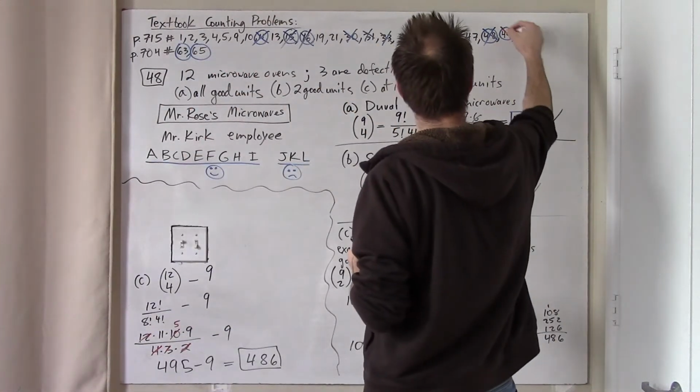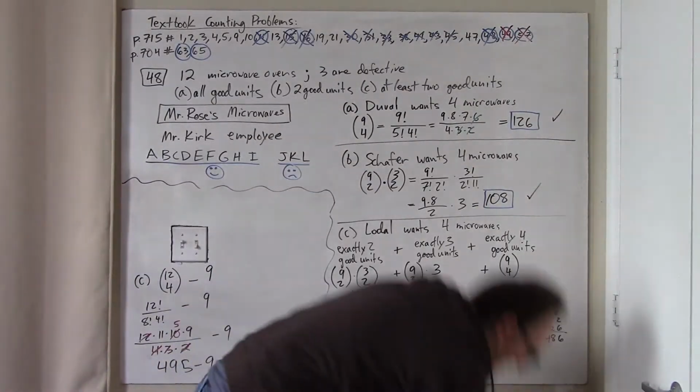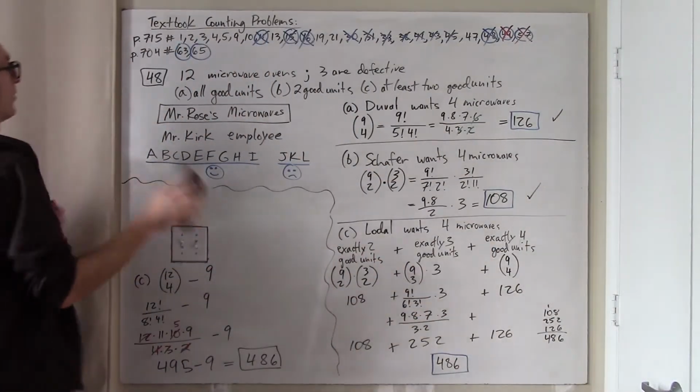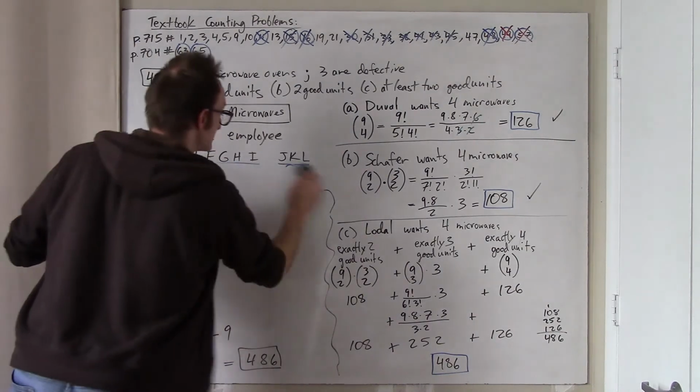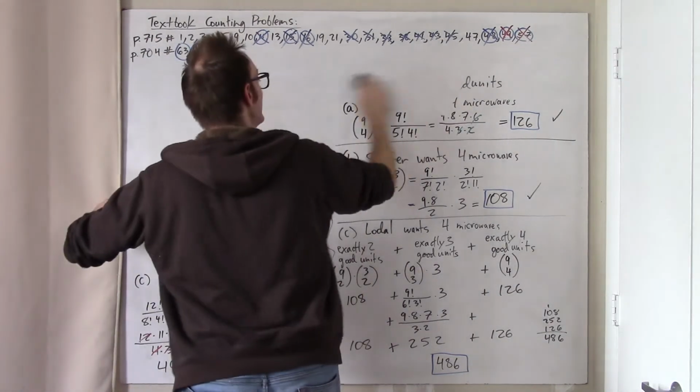So let me just go and do this 63 and 65. And let's not even do what you probably did. Let's just do what you should do. Okay. That was kind of vague.